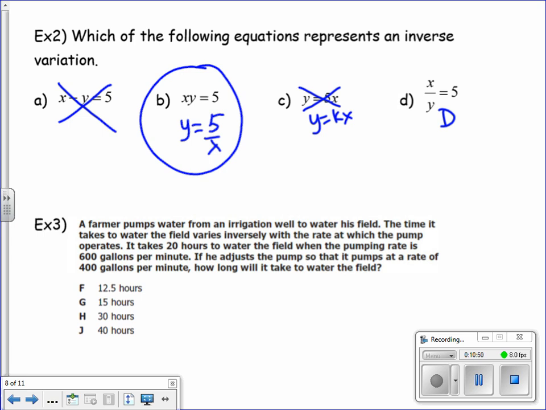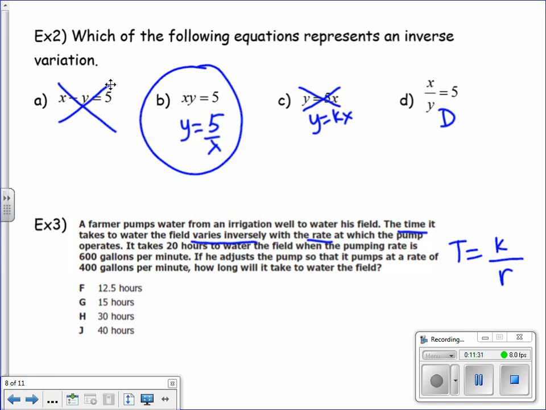Finally, in these problems, you're going to have a lot of word problems, and you just have to filter out the things that you need. So I'm going to be underlining some parts that are important here. In this one, a farmer pumps water from an irrigation well to water his field. The time it takes to water the field, so the time, varies inversely with the rate at which the pump operates. So let me write an equation for that. The time varies inversely, so K over R with the rate.